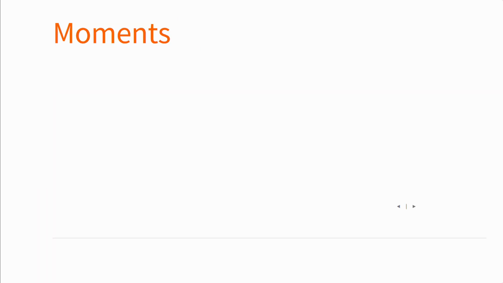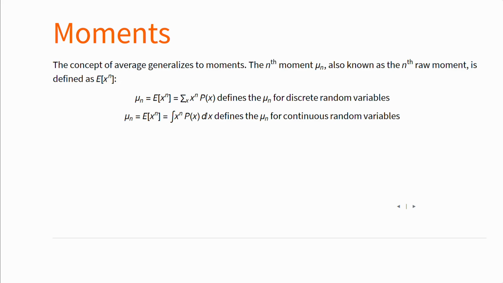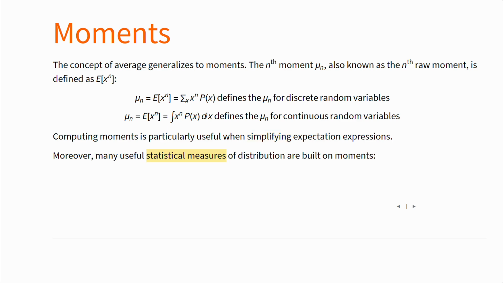You can generalize the idea of average to moments. The mean is the expectation of x, or x to the power 1. So what if you calculate a higher power? The nth moment of a random variable is defined as the expectation of x to the power n. But why do we want to do that? Why use moments? Well, they have two purposes. First, whenever you're calculating by hand some expectation, knowing the moment can help simplify algebraically the expectation. But most importantly, they help define most properties of random variables.